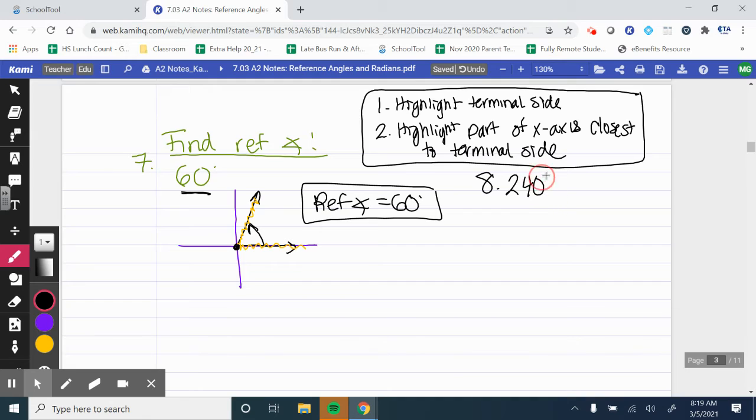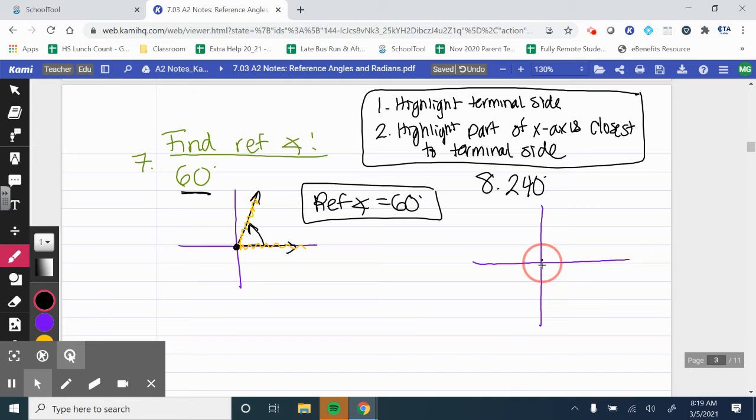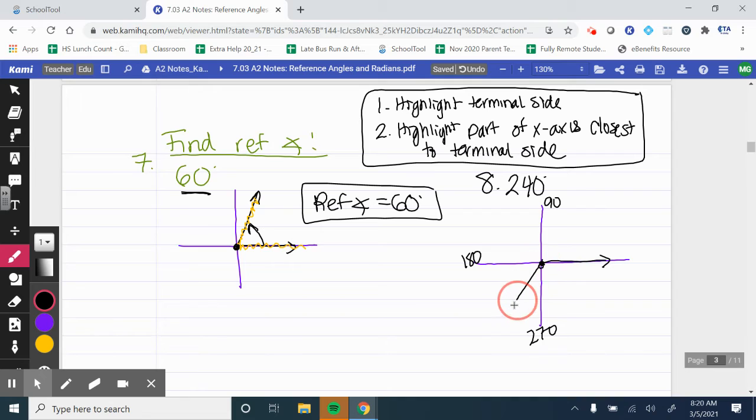All right, the next one I want you to find the reference angle for is 240 degrees. So first, I want everybody to pause your video and sketch a 240 degree angle. Squiggle or highlight the terminal side and the part of the x-axis, and then see if you can figure out what that angle would be. All right, so here I'm going to first draw my vertex and my initial side. I know this is 90, 180, and 270. So 240 is a little bit less than 270, so we know that's going to terminate in quadrant 3. So this is my original angle of 240 degrees right there.